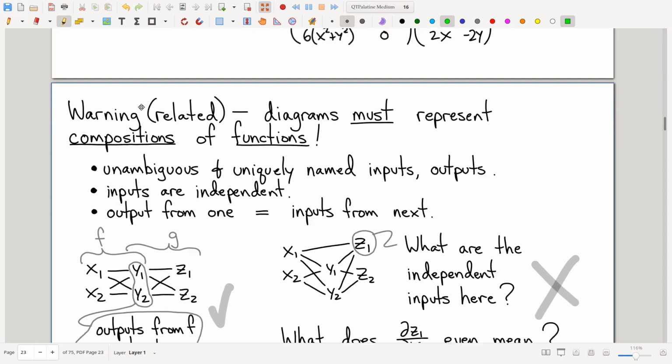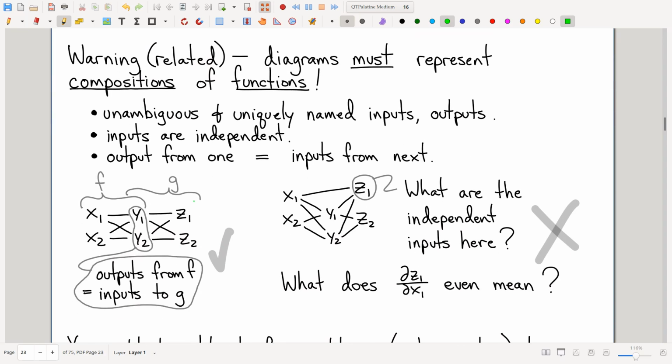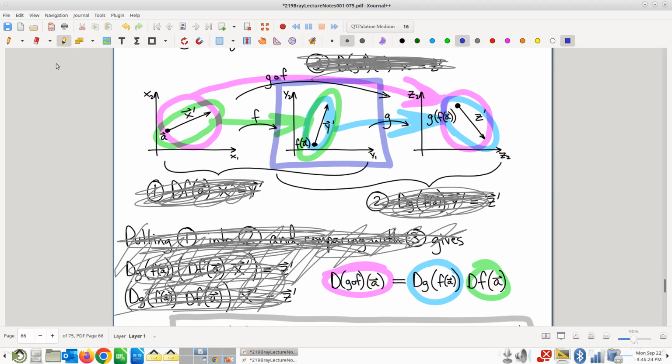I claim this is actually a special case of a larger problem. The larger problem: we have to recognize our chain rule only applies to compositions of multivariable functions. So flashback to last time. This is our multivariable chain rule.